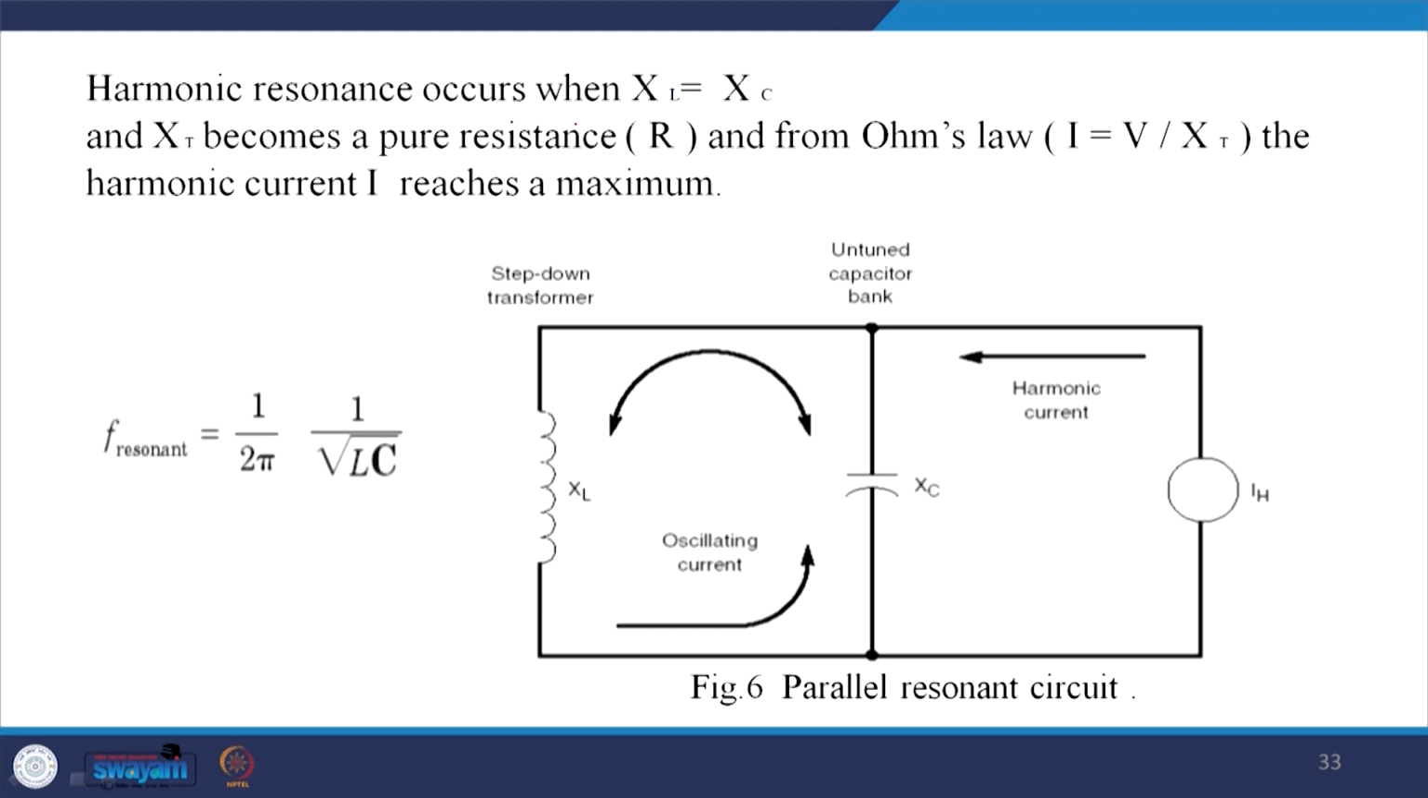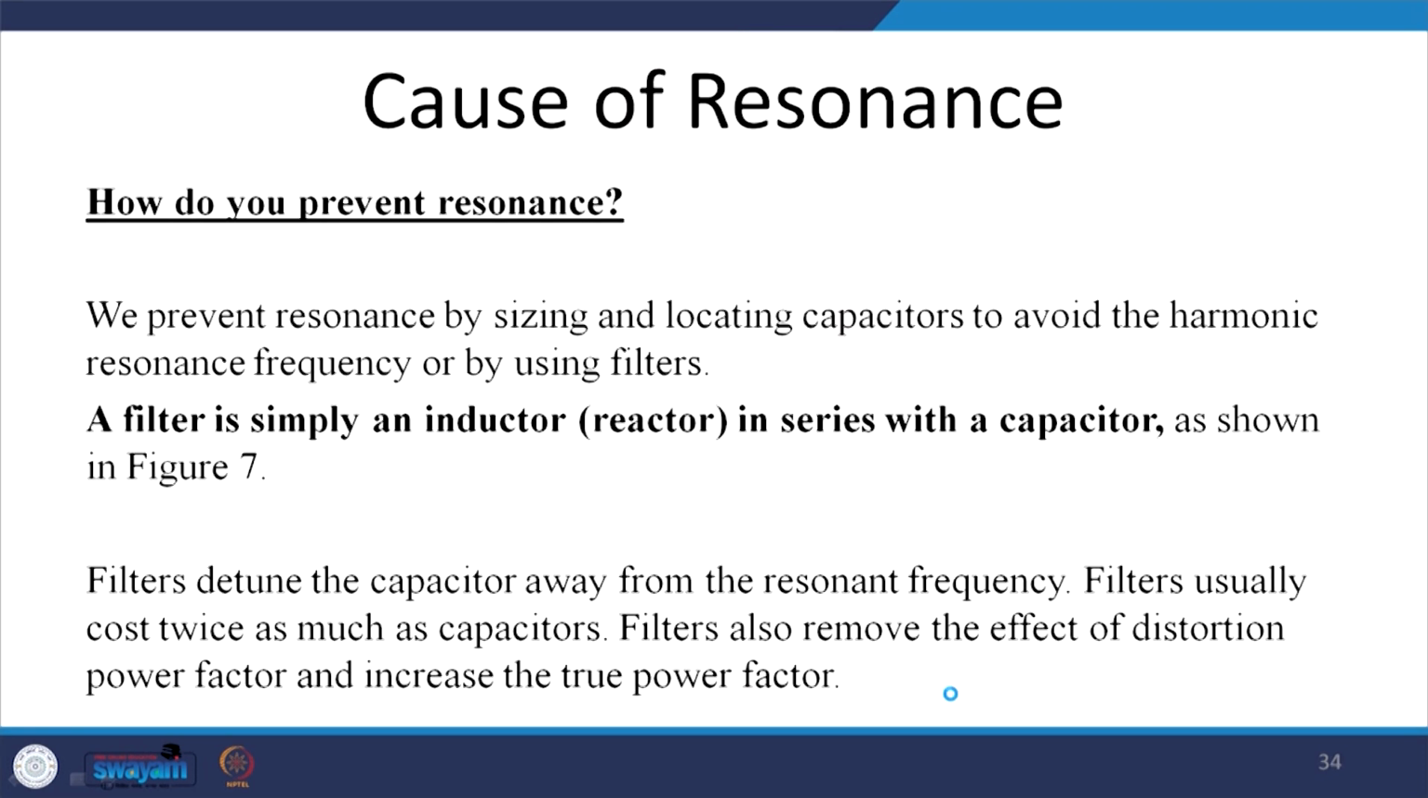Harmonic resonance occurs when XL equals XC, or rather the admittance should be matched. So, XT becomes purely resistive, and according to Ohm's law it is this, thus the resonant frequency is 1 over the under root of LC. It may be due to what I have drawn there: a step down transformer, an untuned capacitor bank, and a harmonic current because of the adjustable speed drive, and thus a resonance path has been set. So, how to prevent the resonance?